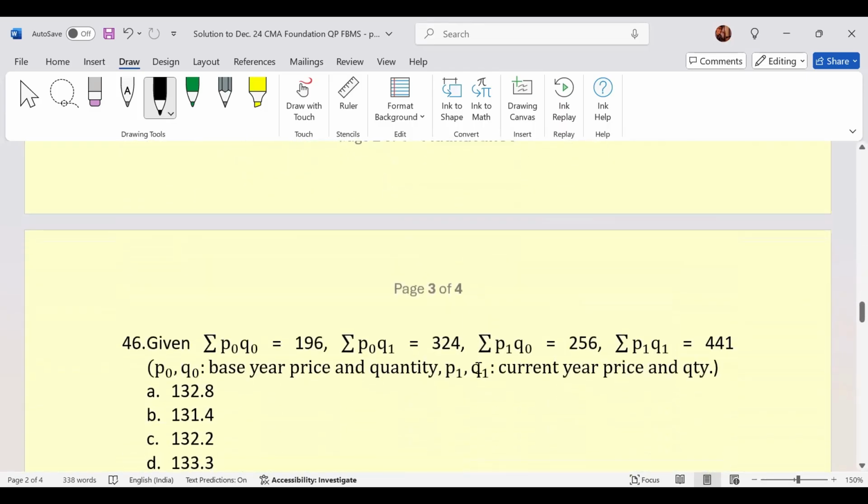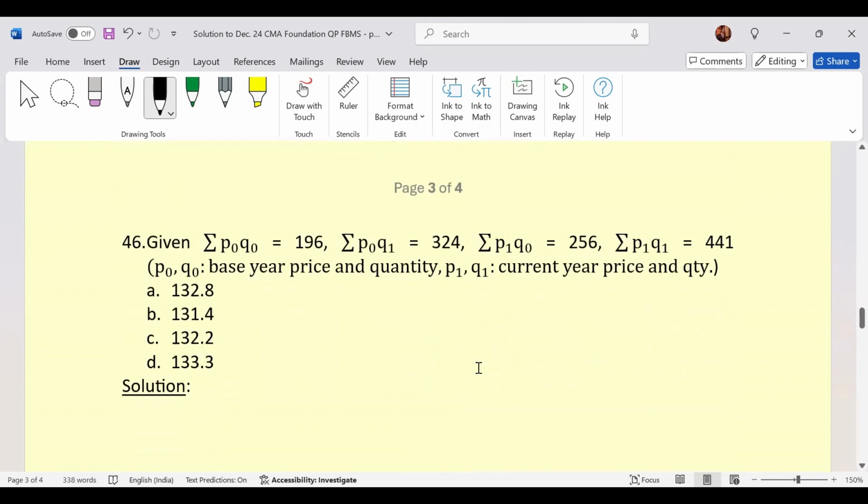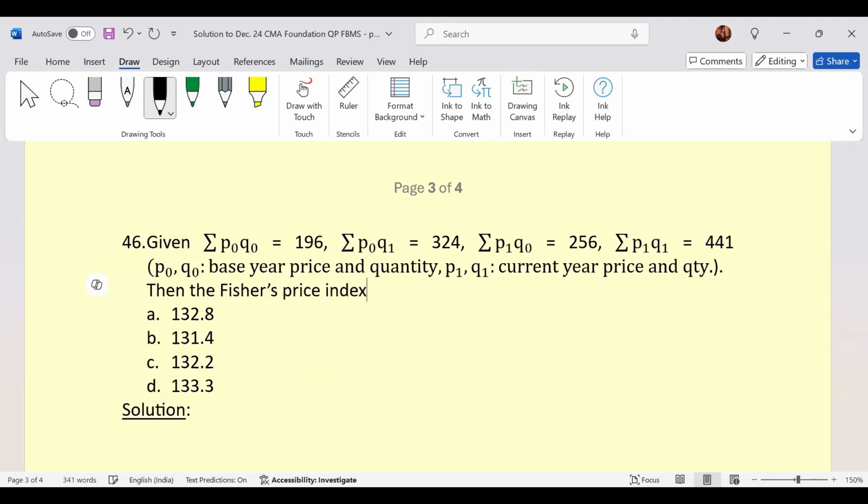Let us move on to the next. Given summation of P naught Q naught equal to 196, summation P naught Q1 324, summation P1 Q naught 256, summation P1 Q1 441, where P naught Q naught is the base year's price and quantity, P1 Q1 is the current year's price and quantity. We need to find, I didn't write it, sorry, the Fisher's price index number. So we have to find what is the Fisher's price index number. That is the question in full.